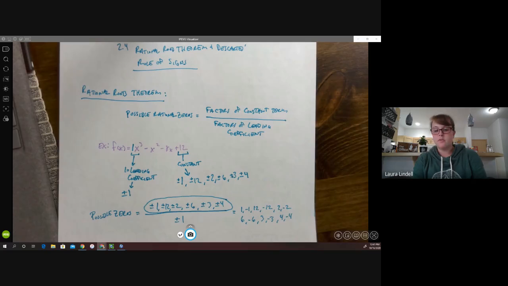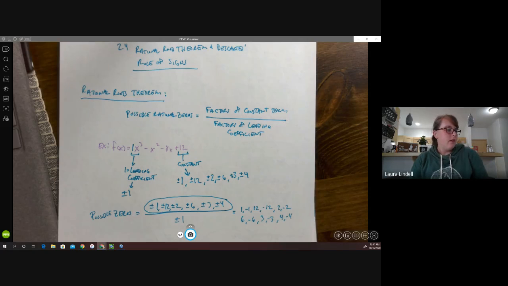And keep in mind, this is just the rational roots. So remember, rational numbers can be written as a fraction. So if you have an irrational root, like the square root of 2 or something, then the rational roots theorem is not going to help you to find that root. So keep in mind, this only helps us find the rational roots.